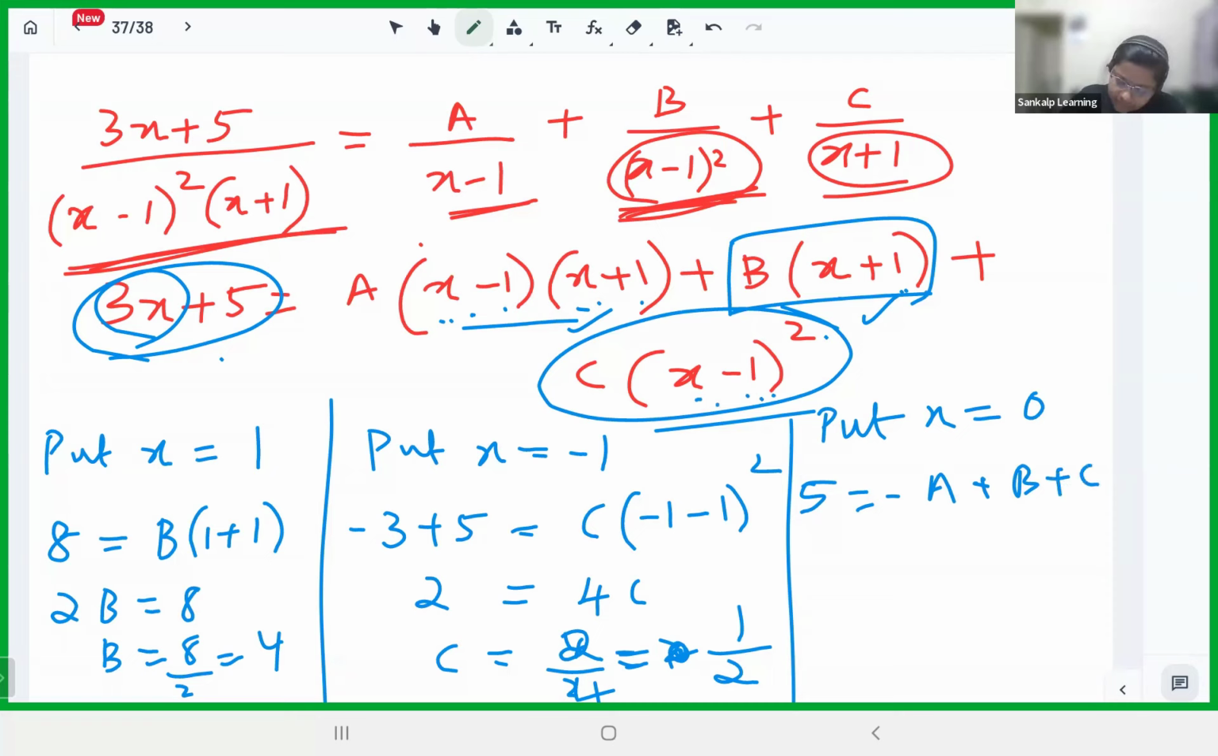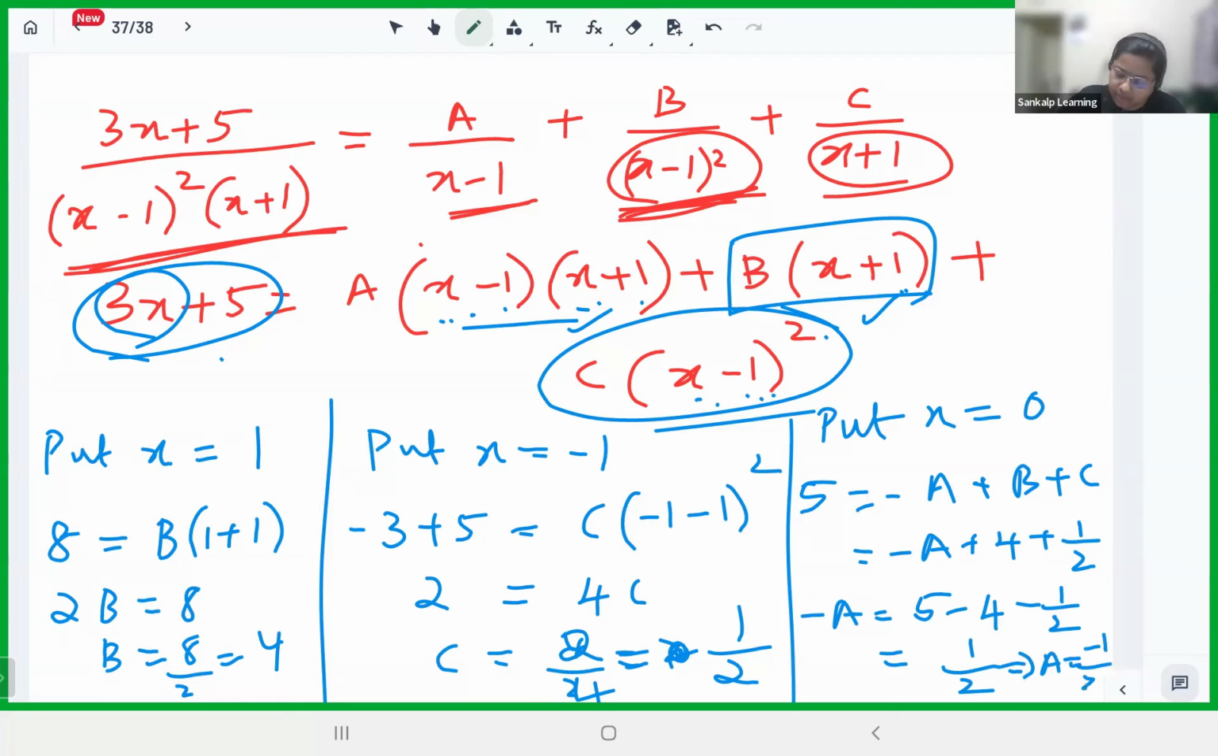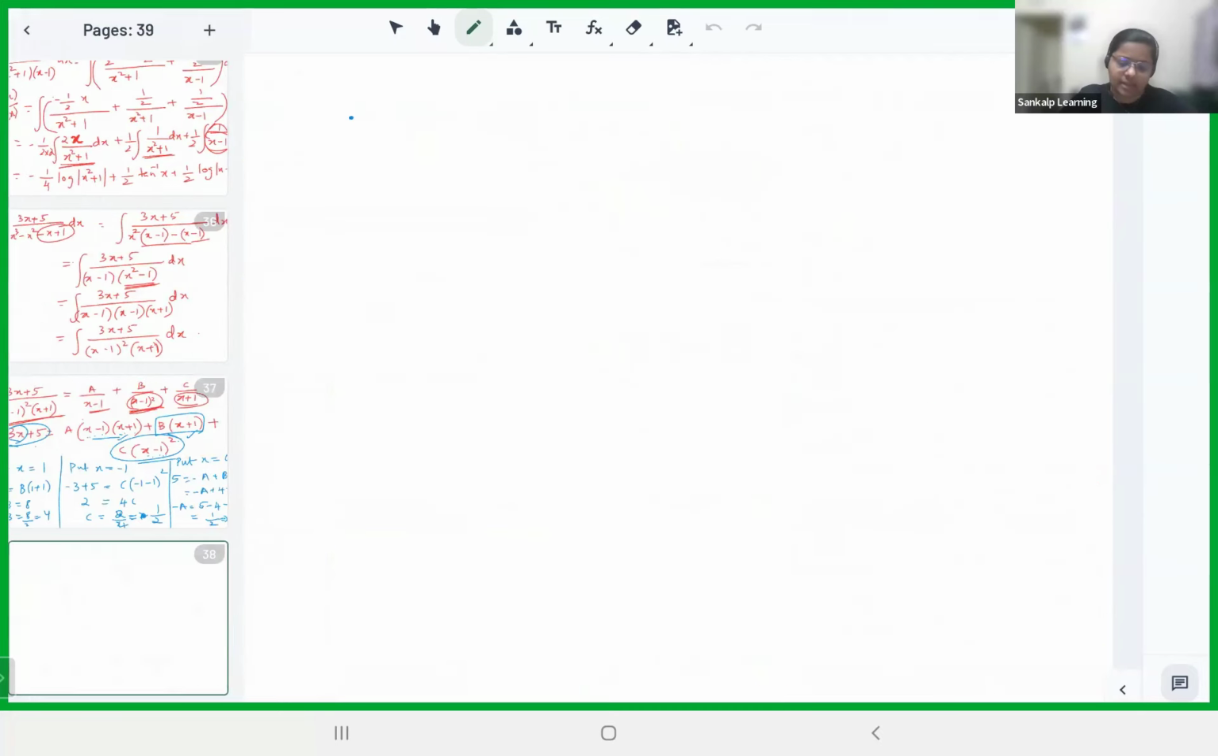And we know the values of b and c, right? So this is equal to minus a plus 4 plus 1 by 2, right? So what is minus a? Minus a is equal to 5 minus 4 minus 1 by 2. 5 minus 4 is 1. 1 minus 1 by 2 is 1 by 2. Minus a is 1 by 2, which implies a is equal to minus 1 by 2.